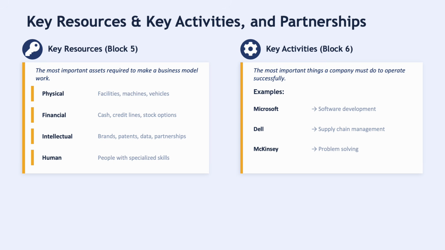Key activities are the things your company must be excellent at in order to deliver its value proposition. For example, Microsoft's most important activity is software development, Dell's is supply chain management, and McKinsey's is problem solving. If you swap their key activities, none of those businesses would work. The activity has to match the model. So ask yourself, if your business could only be great at one or two things, what would that be?